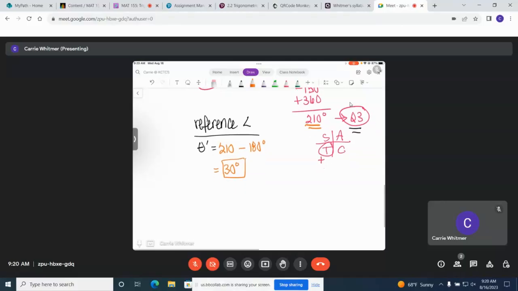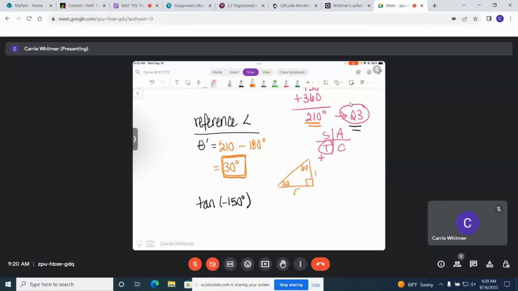So what this means is when the last part of the problem is asking you to find the exact value of the tangent of negative 150. Okay, the fact that we know our reference angle is 30 degrees tells me that I'm going to use a 30, 60, 90 triangle. And remember, our sides on the 30, 60, 90 are 1, radical 3, and 2. 1 is across from the 30 degrees, radical 3 is across from 60, and the hypotenuse is 2.